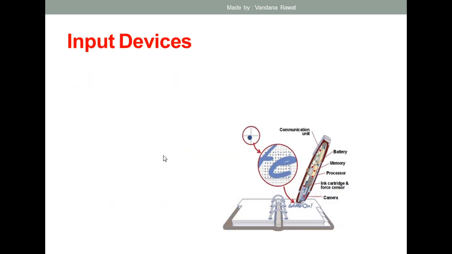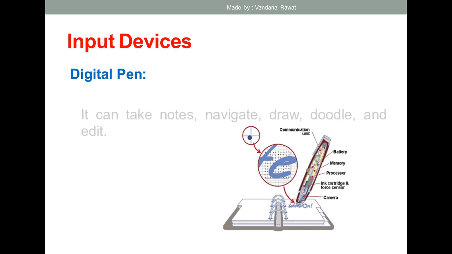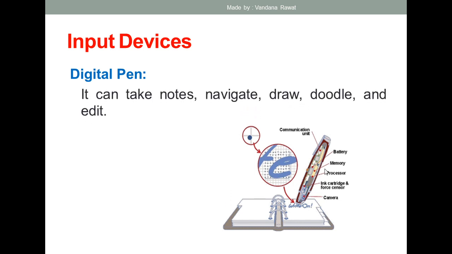Then after that there is one new input device, that is the digital pen. It looks like a stylus but it is not as simple, because in a digital pen we have a number of things. In the case of a stylus we have only one simple thin stick, but in a digital pen we have a battery, a memory device, a processor, and even a camera.